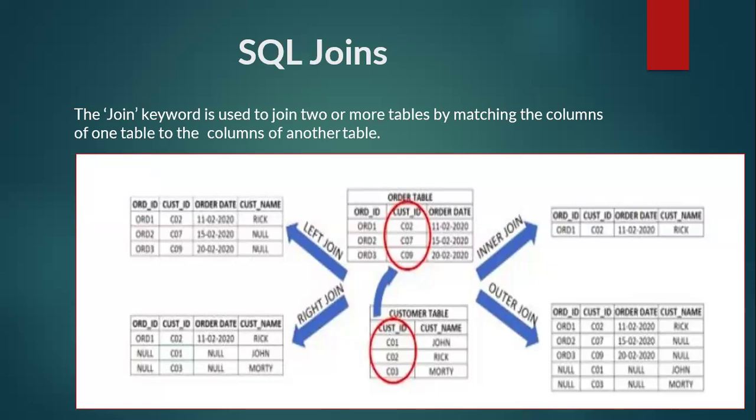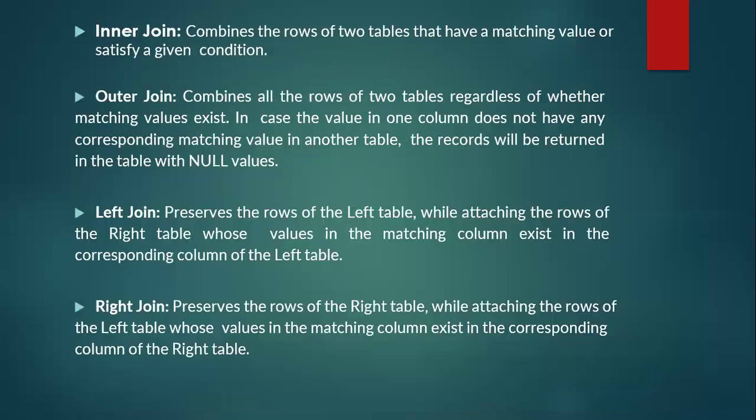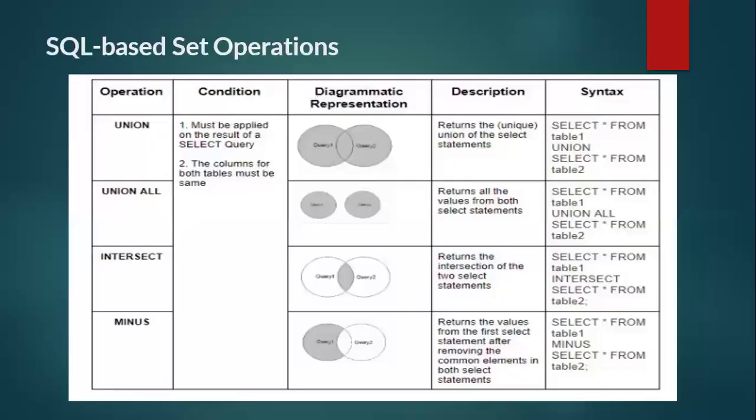Now, joins. What is a join? A join keyword is used to join two or more tables by matching the columns of one table to the columns of another table. So mainly there are four types of join: inner join, outer join, left join, and right join.